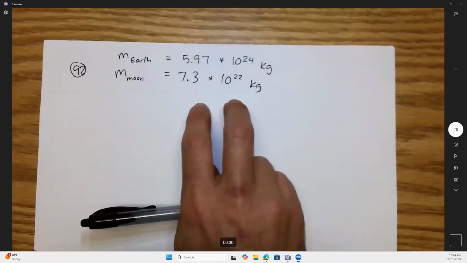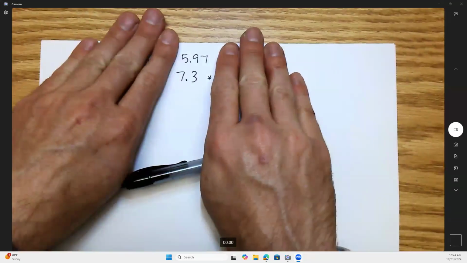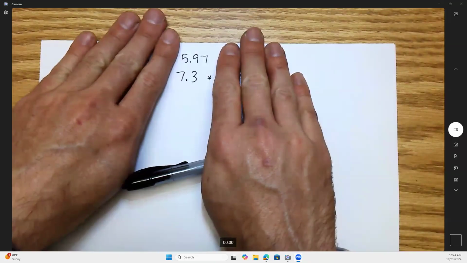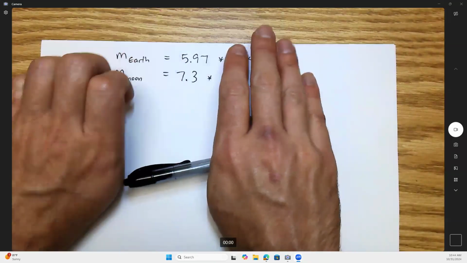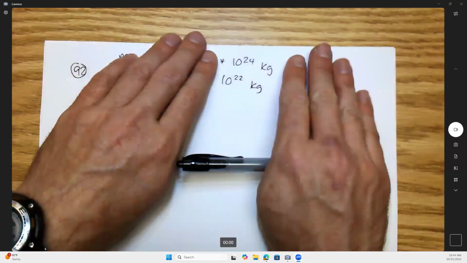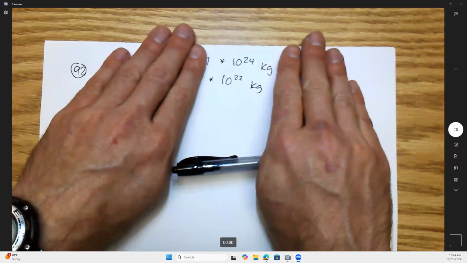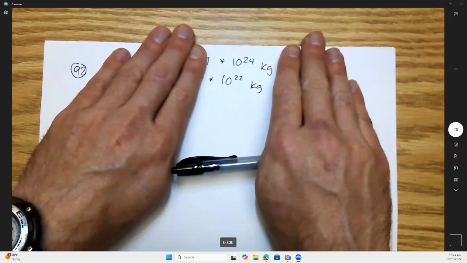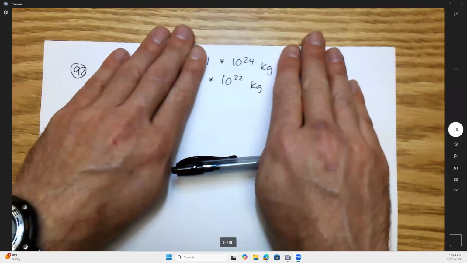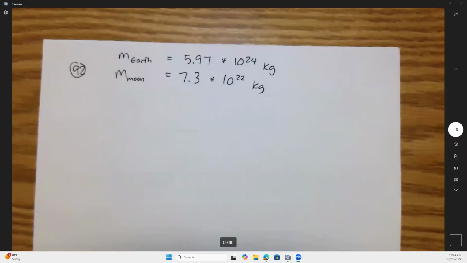Okay, I want to do a comparison. So first of all, let's look at this number. Guys, 6 compared to 7. Isn't that almost the same number? 6 and 7, right? So I want to know how massive the Earth is compared to the moon, and since 6 and 7 are almost the same number, that's really an order of magnitude question. You see 10 to the 24 versus 10 to the 22? All right, question for you guys: how massive is the Earth compared to the moon? The Earth is 100 times.